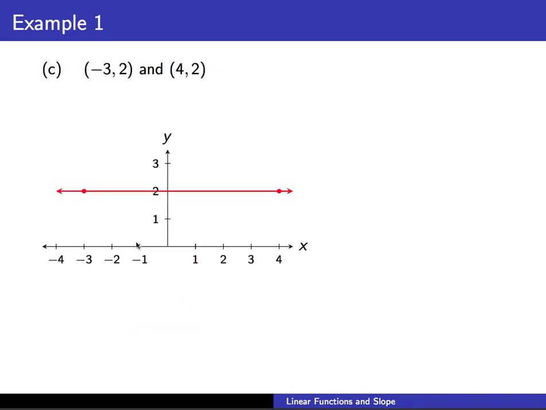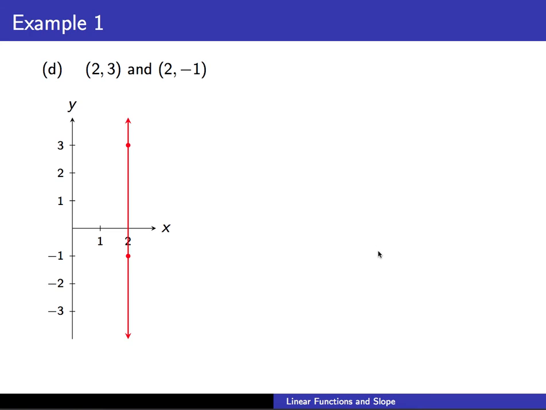All right, part C, negative 3, 2, and 4, 2. So here we have negative 3, 2, and here we have 4, 2. Notice it's a horizontal line connecting those 2 points. And applying the points to our formula, we have 2 minus 2 over 4 minus negative 3, which gives us 0 over 7, or just 0. So the slope of a horizontal line is 0 because there's no rise in the numerator, but there's all the run you could ask for.